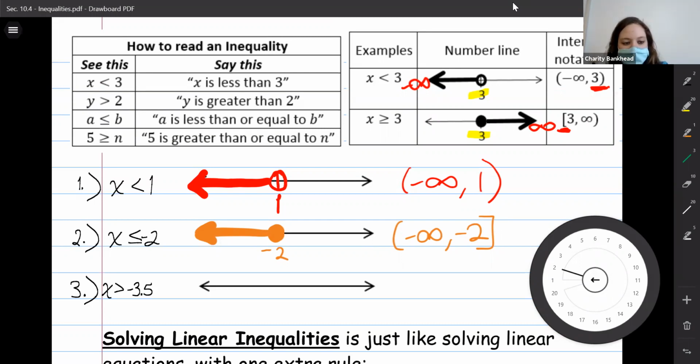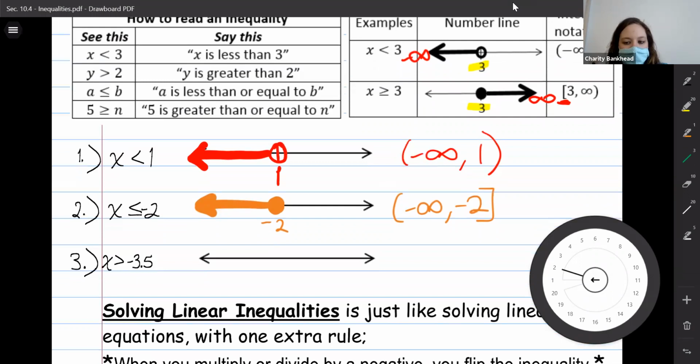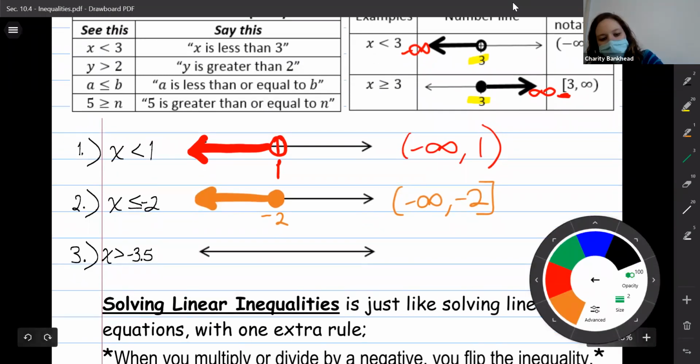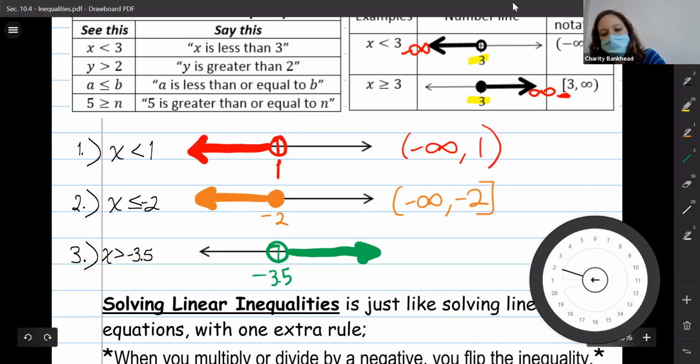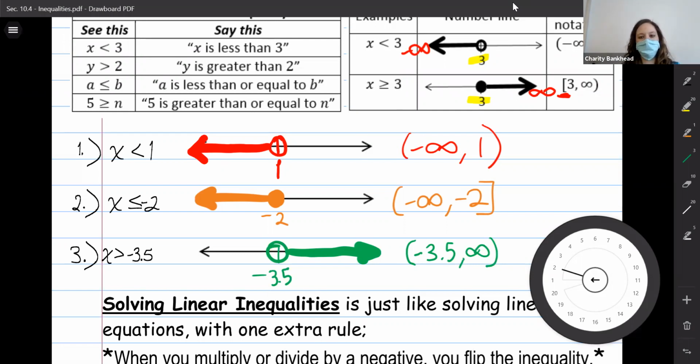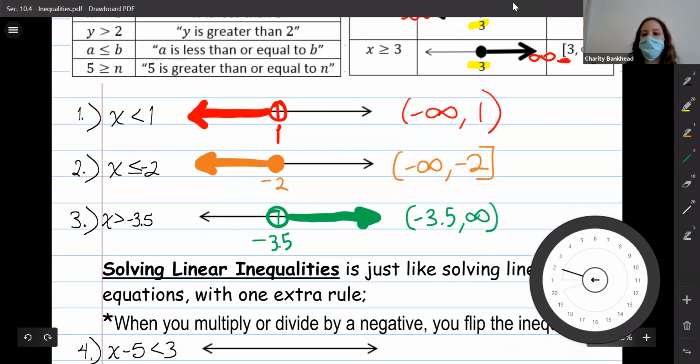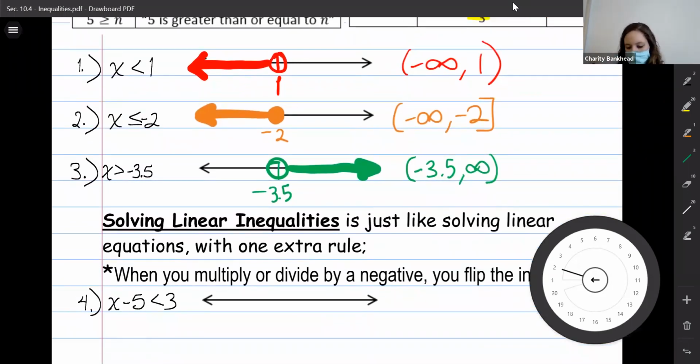And then number 3, x is greater than negative 3.5. I'm going to label negative 3.5 on my number line. It is strictly greater than, not greater than or equal to, so it's going to be an open circle. Greater than means I'm going to shade it to the right. My interval notation would be parentheses, negative 3.5, comma, infinity. All right, any questions about that?